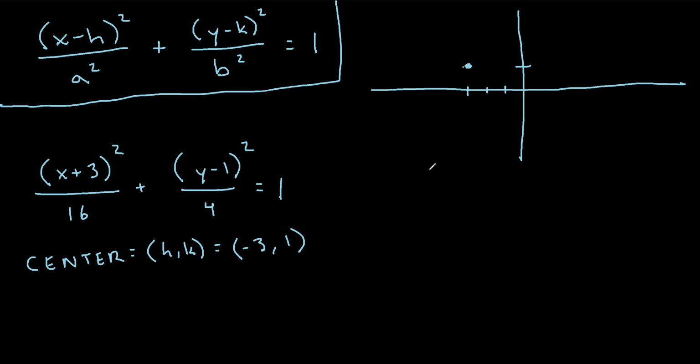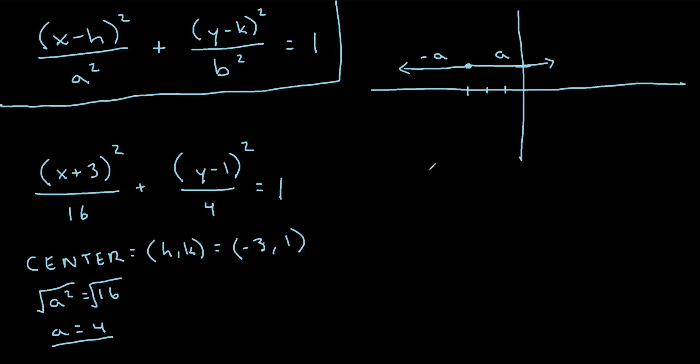So to figure out the vertices, we can subtract a from the center, and we can add a to the center. And we can figure out what are these two vertices right here. So remember we said a² is going to be equal to the larger denominator. So the larger denominator is 16. So we can say a² is equal to 16. And to solve for a, we just need to take the square root of each side. So we get a is equal to the square root of 16, which is 4. So a is 4. So all we need to do to find the vertices are subtract 4 from the x-coordinate of the center and add 4 to the x-coordinate of the center.